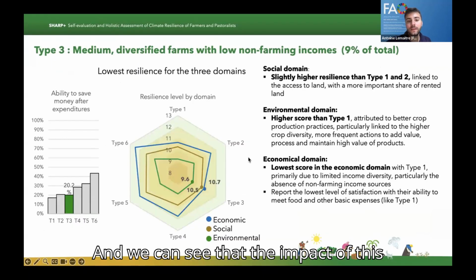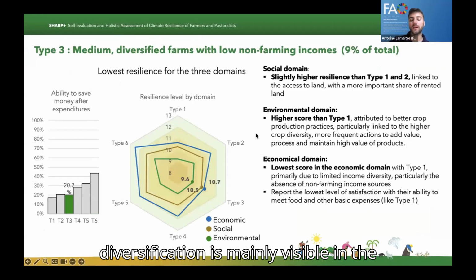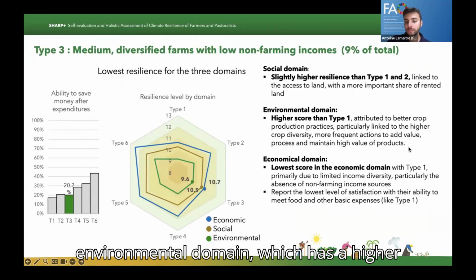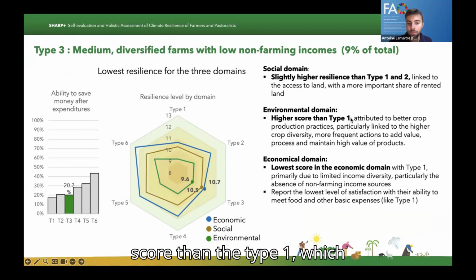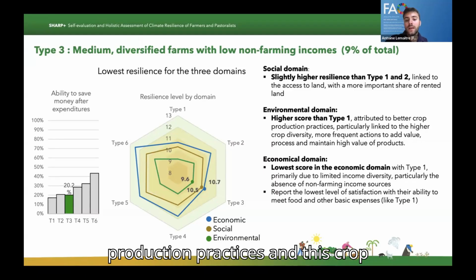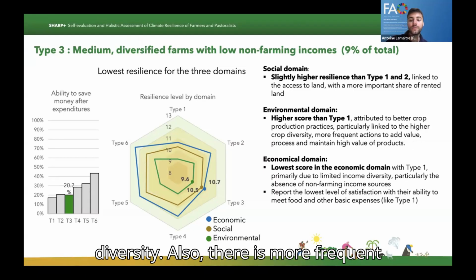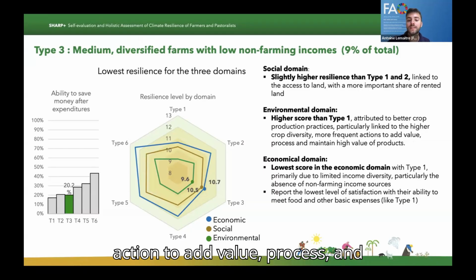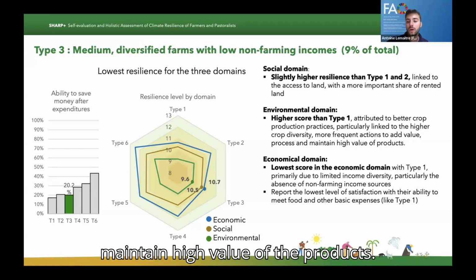And we can see that the impact of this diversification is mainly visible in the environmental domain, which has a higher score than the type 1, which is attributed to the better crop production practices and this crop diversity. Also, there is more frequent action to add value, process, and maintain high value of the products.